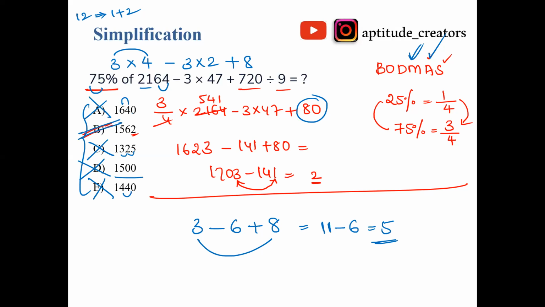Can I fix my answer as option B? Yes. Digital sum is 5 here. 11 plus 3, it is giving the result as 14. Digital sum is 5. Yes, I can fix my answer as option B. You can go with this method for any simplification questions.